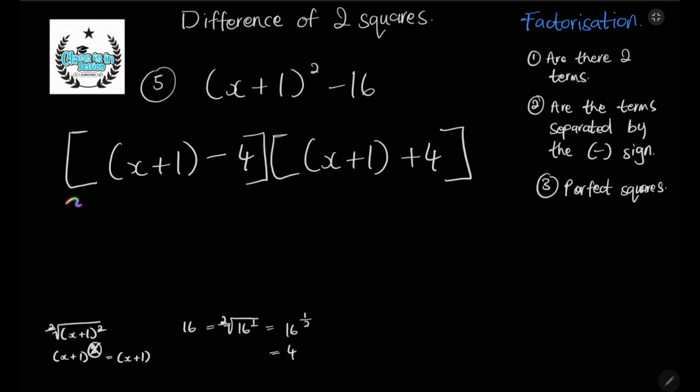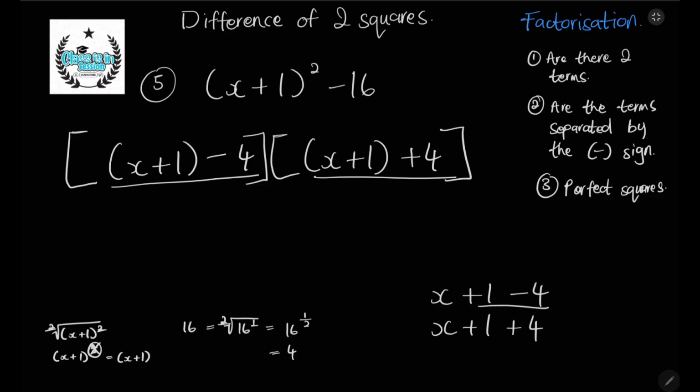So are we done with these square brackets? No, it still looks a bit funny. So we can simplify the numbers inside each bracket. Can you guys see that in the first bracket we have x plus 1, let me write this under, x plus 1 minus 4. And in the second bracket we have x plus 1 plus 4. So we have like terms. We have 1 minus 4, which is negative 3. Then 1 plus 4, which is 5.